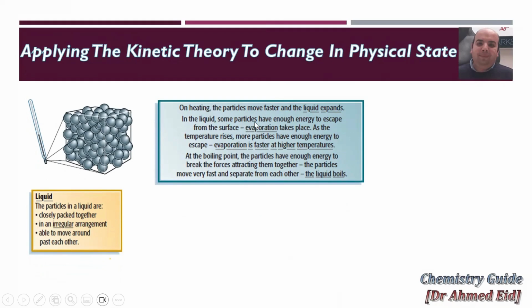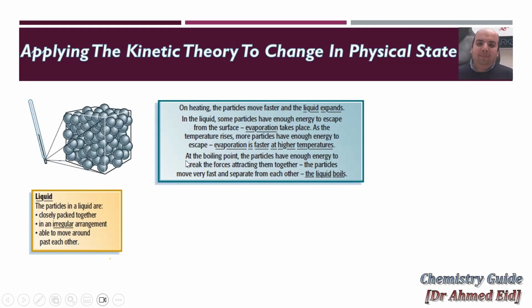In the liquid, some particles have enough energy to escape from the surface. Remember, we talked before about evaporation. We mentioned that evaporation is considered a surface process, so particles on the surface could escape. So evaporation takes place. Remember that evaporation can take place at any temperature. And as the temperature rises, more particles have enough energy to escape. So we can mention that evaporation is faster at higher temperature.